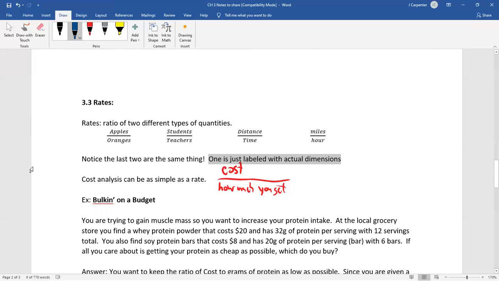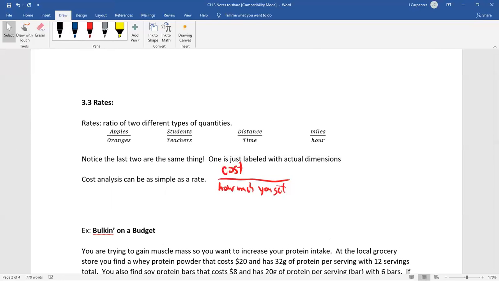Hold on, let me give myself a little more space here. Select, boom, here we go. Come on, thank you.